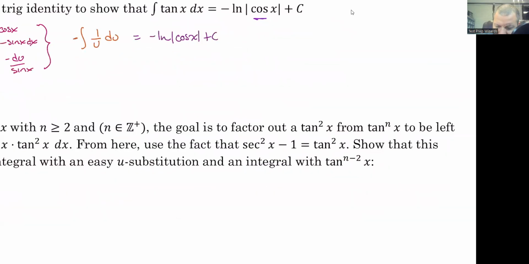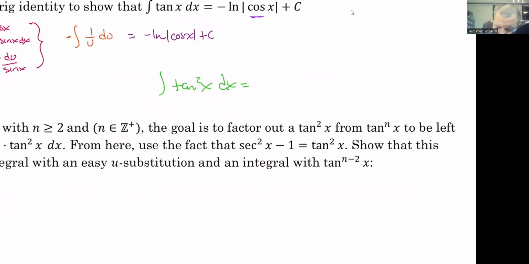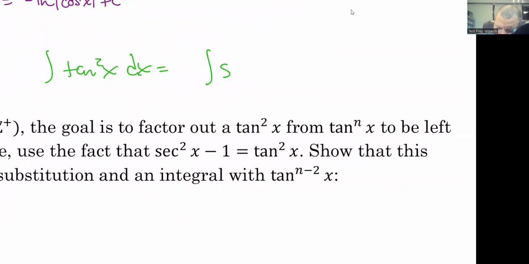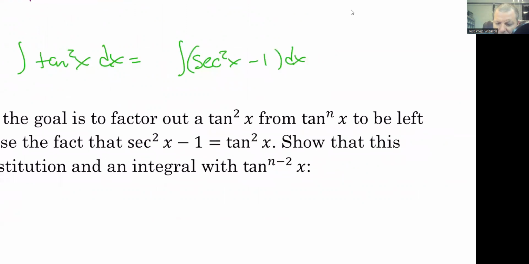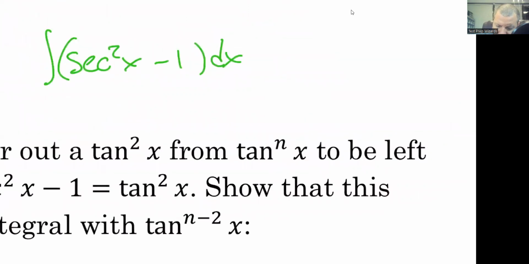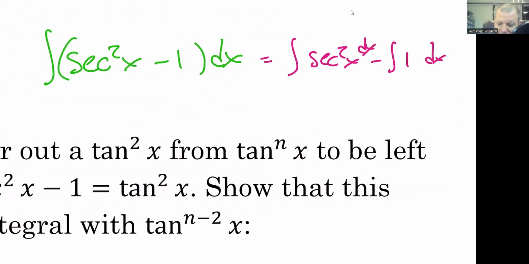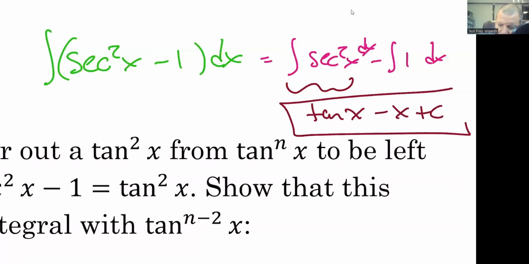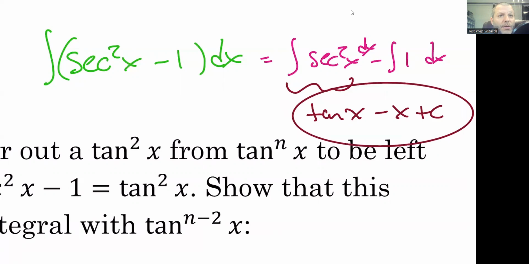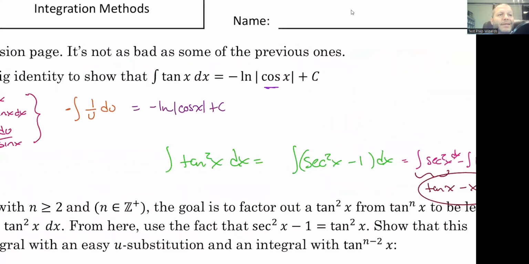If you were trying to take, say, the antiderivative of tangent squared of x, you can use a trig identity to say that this is the antiderivative of secant squared of x minus 1 dx. You could then think of this as the antiderivative of secant squared minus the antiderivative of 1. Both of those have dx's with them. The antiderivative of secant squared comes from tangent, so that would just be tangent of x minus x plus c. So we can also take the antiderivative of tangent squared.